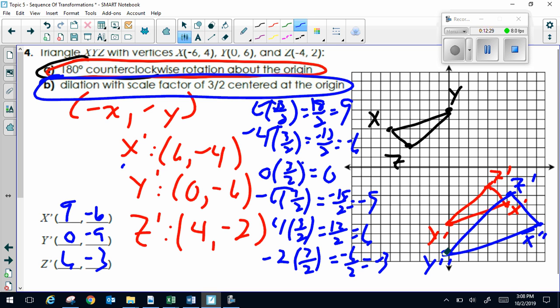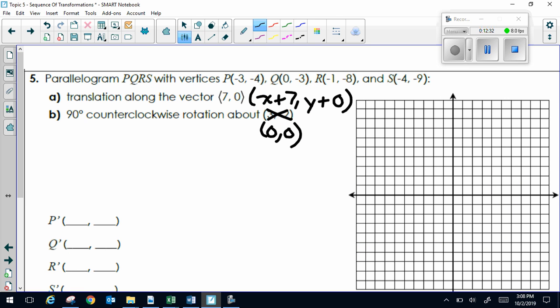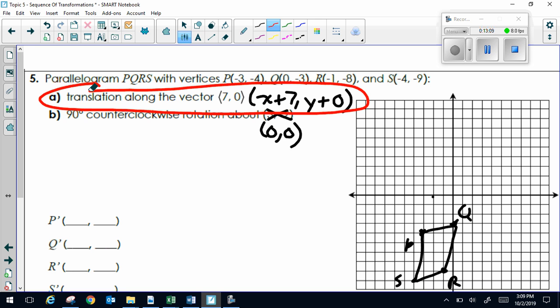All right, number 5. Okay, so P's at negative 3, negative 4. Q is at 0, negative 3. R is at negative 1, negative 8. And S is at negative 4, negative 9. So here's my shape. Again, we're going to take the first rule, which I've rewritten for you. We're going to apply it to those original points.